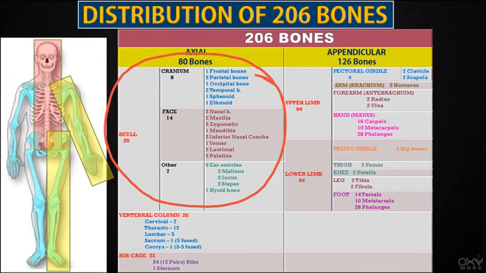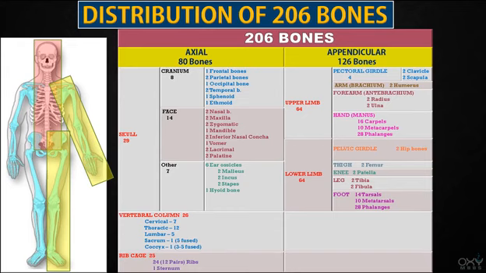Now coming to the vertebral column, this vertebral column includes how many bones? 26 bones. And out of these 26 bones, 7 are cervical, 12 are thoracic, 5 are lumbar, 1 sacrum bone which is the fusion of 5 sacral bones, and 1 coccyx bone which is formed by the fusion of approximately 3 to 5 coccyx bones. And this is our rib cage which includes 25 bones. Out of these 25 bones, 24 are ribs and 1 is the sternum.